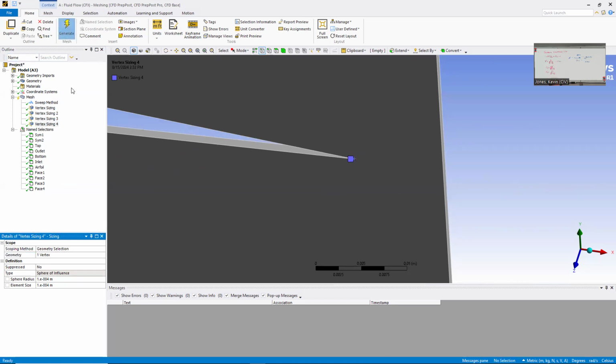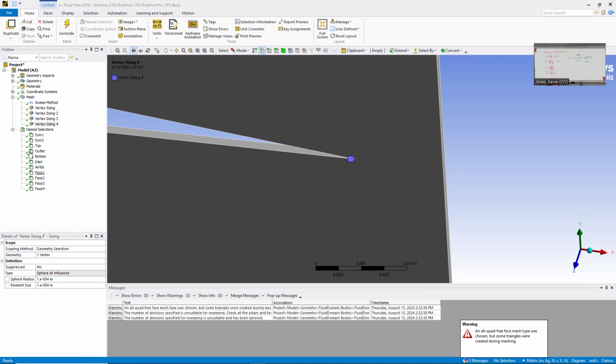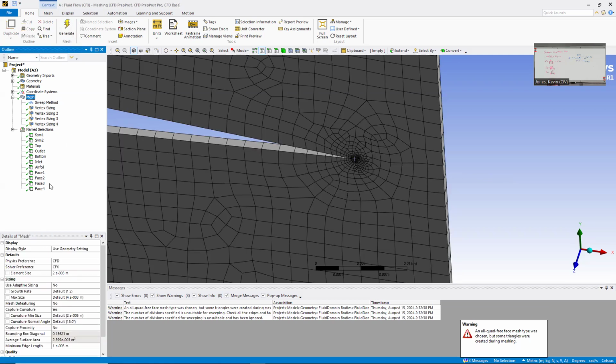Oh, it should be good to generate. It should be really tiny.